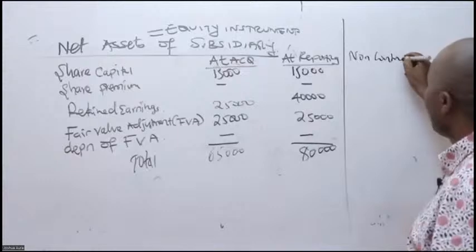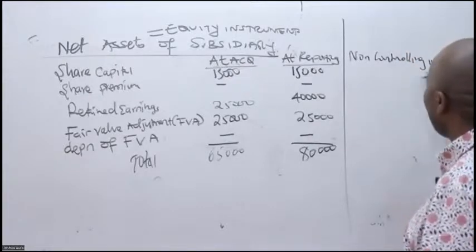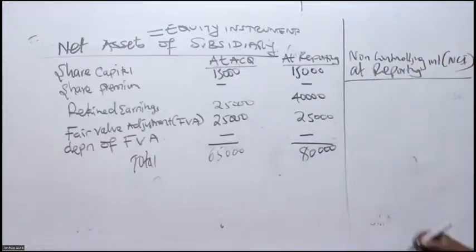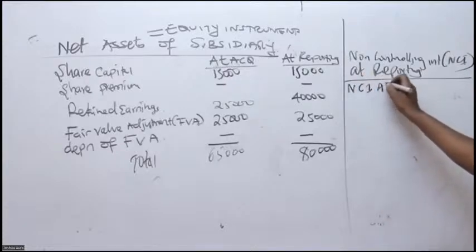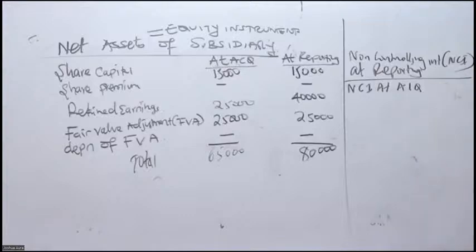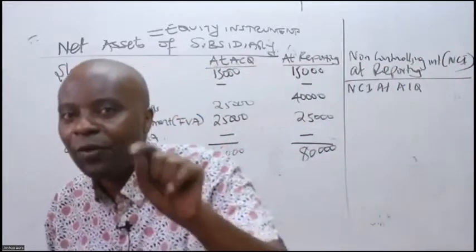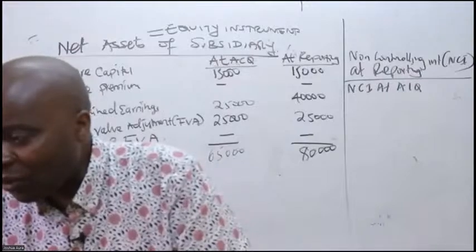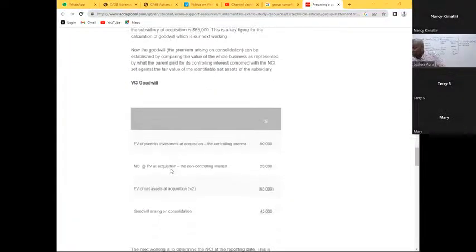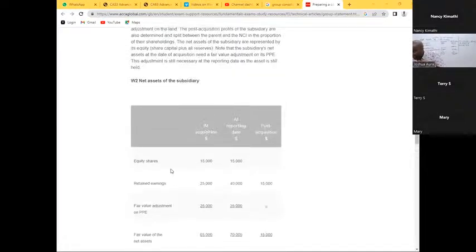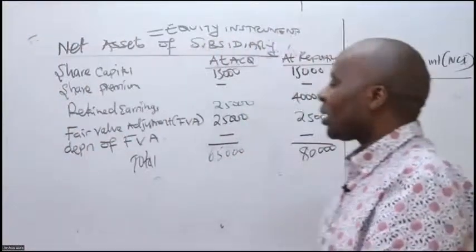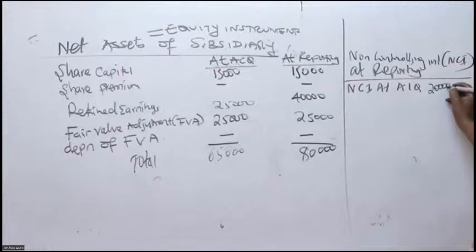Non-controlling interest, NCI at reporting. How do we do this? We shall simply take NCI at acquisition. When we were acquiring this subsidiary, the NCI figure at acquisition will always be given at that date. We are told at the date of acquisition, the fair value of the NCI was 20,000. So NCI at acquisition, in this case, is 20,000.